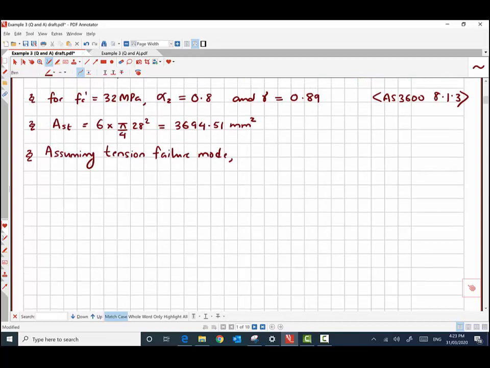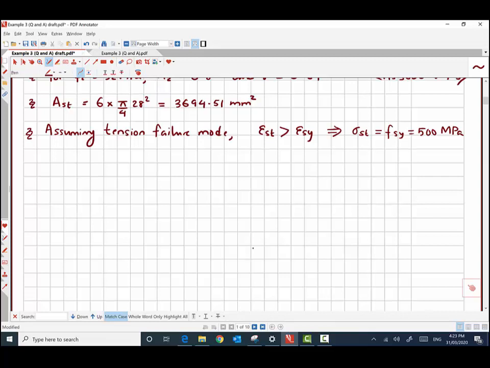So when we assume that it is a tension failure mode, that says that your strain in the steel is already greater than the yield strain 0.0025, and that in turn implies that the stress in the steel is equal to the yield stress, that is 500 megapascal. So we are proceeding with this assumption. We will have to check whether this is correct or not as we proceed.